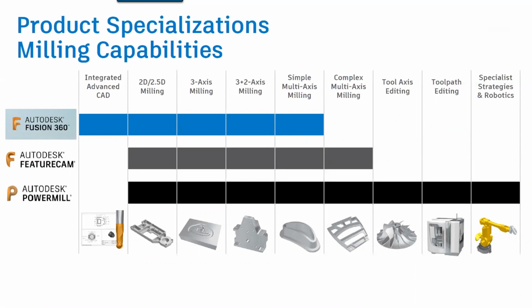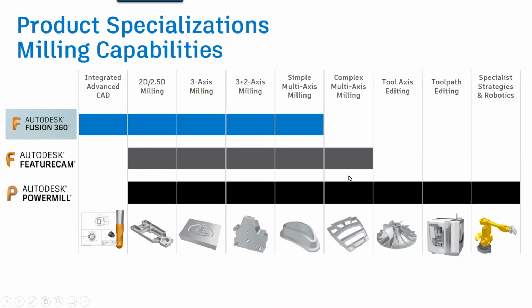So again, Fusion 360 can do anything from 2D milling all the way up to multi-axis milling, or what we like to call simple multi-axis milling, right? It doesn't have the same functionality that PowerMill has, but you can get by on some of those different tool paths. And then, of course, once you start getting into the more complicated multi-axis milling, if you want to have, like I mentioned, fine-tuned control over your tool axis, you can do all of those things within PowerMill, right? And then, of course, programming the robots down here as well.